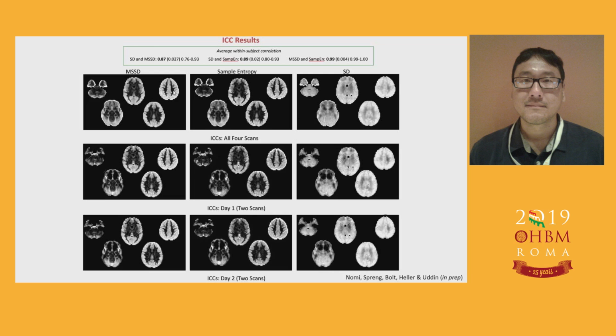Interestingly, what we see with MSSD and sample entropy is that they had very low ICCs in the white matter, whereas standard deviation had high ICCs in the white matter. We're not sure exactly what's going on, but it could possibly be that signals in the white matter and CSF are essentially oscillating, and perhaps the time invariant and time variant measures quantify those oscillations in different ways. But essentially, the main thing here is that all 3 measures are strongly related, and all 3 measures have high test-retest reliability in gray matter.